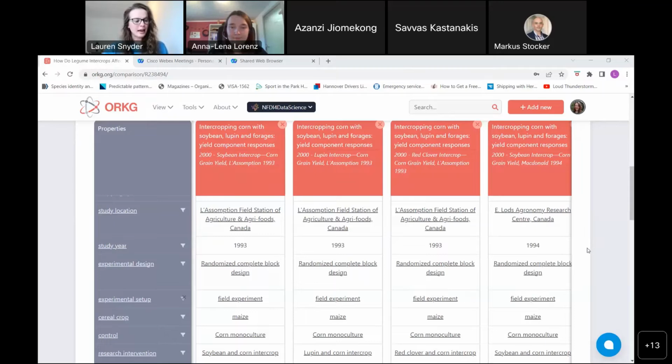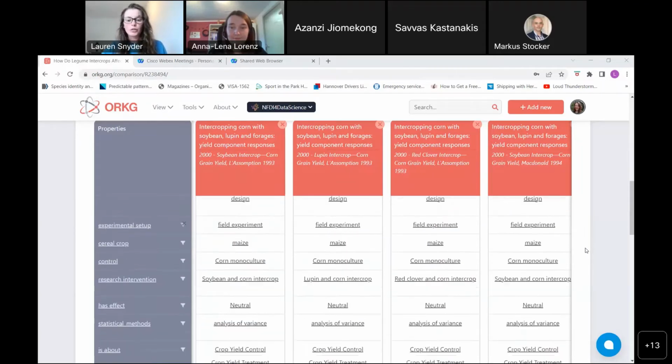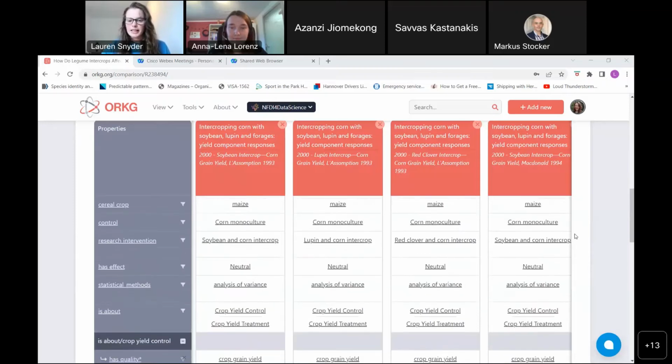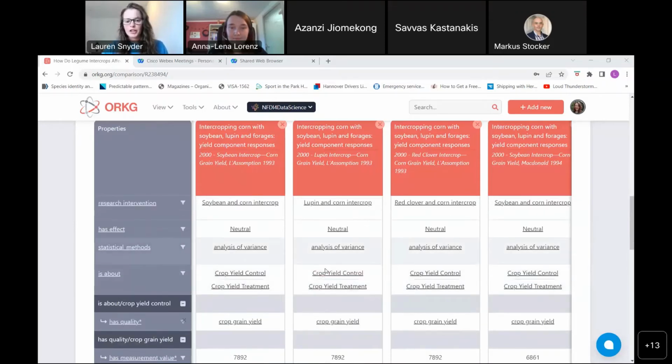And this can make it really easy for somebody to quickly harvest data from multiple papers and conduct a larger scale analysis. And for me, this comparison provides a condensed overview of the state of knowledge in my research field in this tabular format. So just as an example, I'm particularly interested in the crop yield of these controls or the monocultures compared to the treatment where we have legume intercrops.